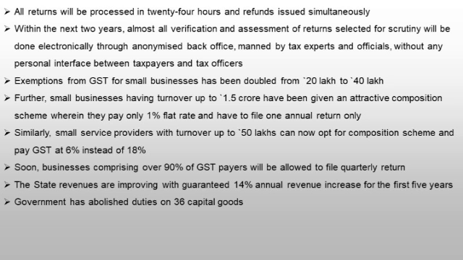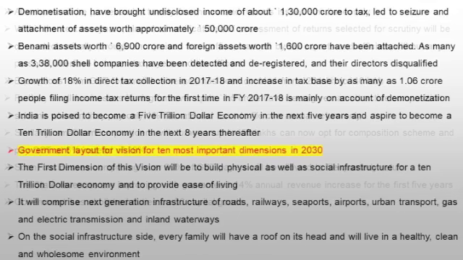Then the states' revenues are improving with a guaranteed 14% annual returns. That's what I said to you friends. Under GST, the center has promised 14% annual returns. And the government has abolished duties on 36 capital goods.